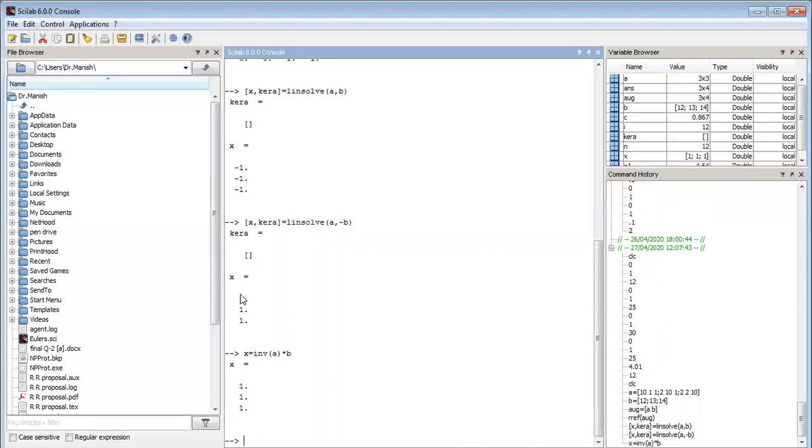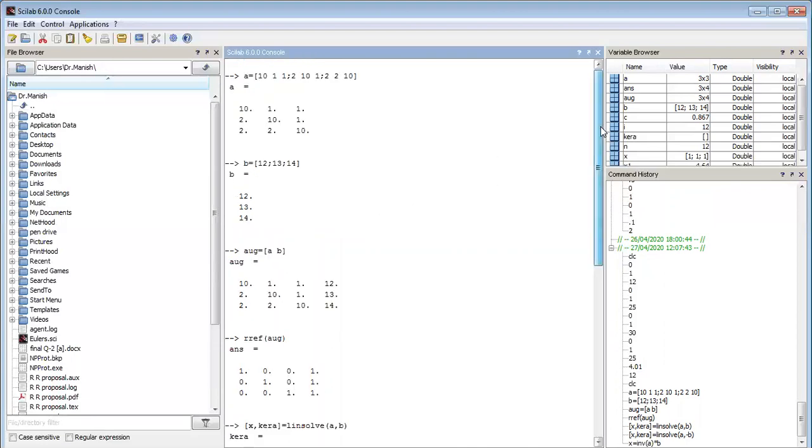You can find the same answer here, that is 1, 1, 1. Same answer I'm getting here. And the same answer you can just see here, once you apply the row echelon form. On the right hand side, in the last column, that is the entire fourth column of the 3 by 4 matrix, you can find the entries are 1, 1, 1. So the answer is the same.